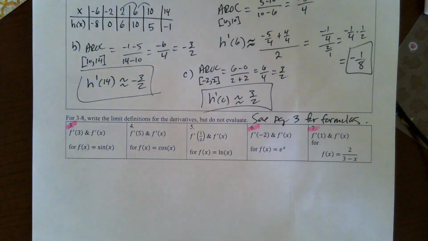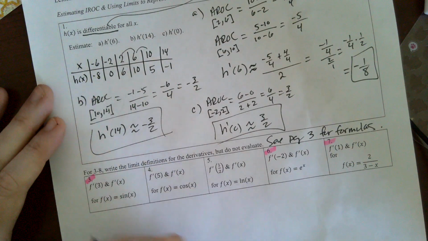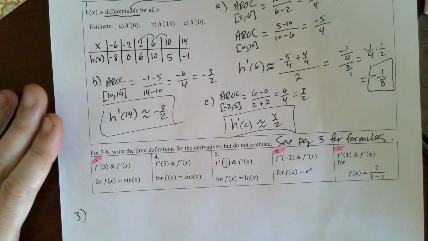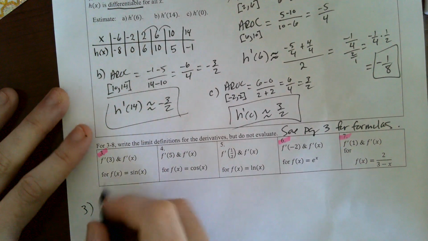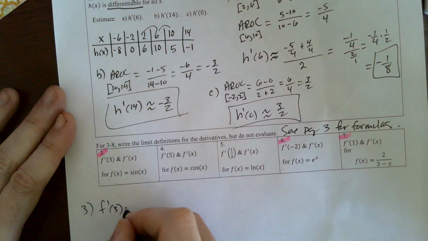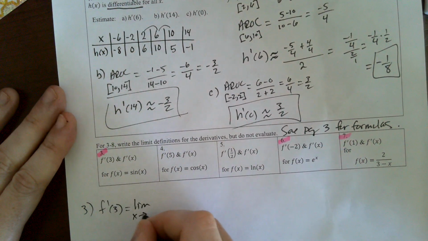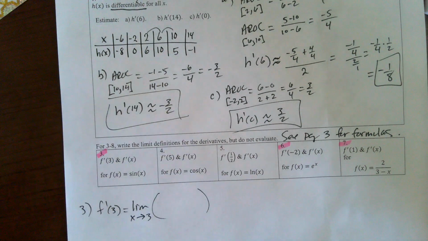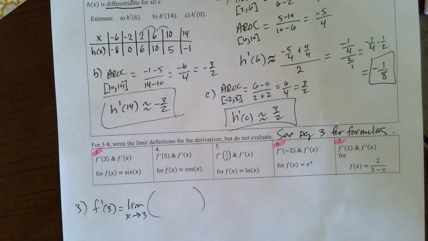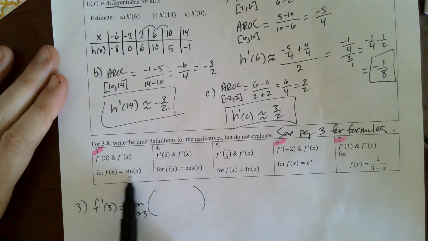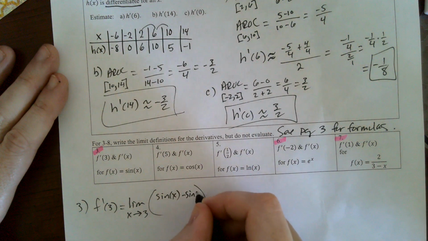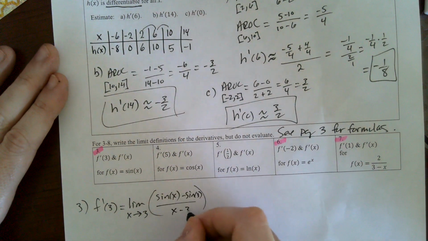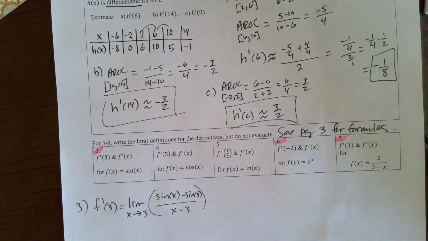Okay, so the first one, that's number 3. Our function is sine of x. All right, so f prime of 3 is equal to the limit as x approaches 3. And now we do f of x minus f of 3 all over x minus 3. So f of x is sine of x minus sine of 3 over x minus 3, and then you stop.